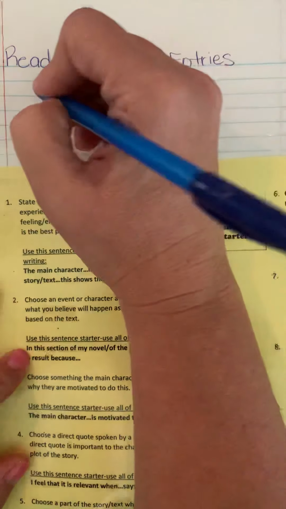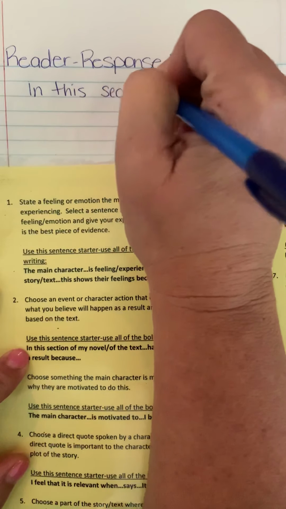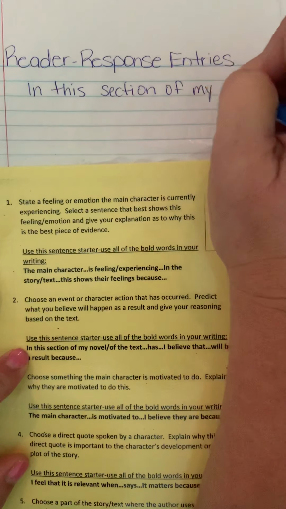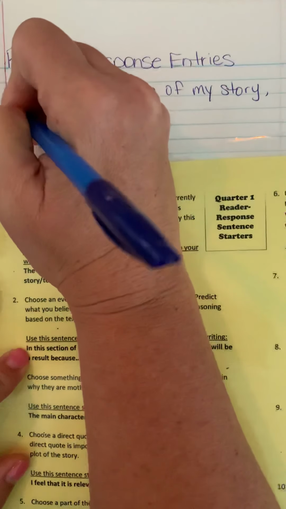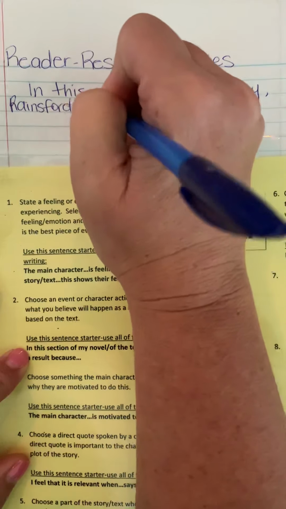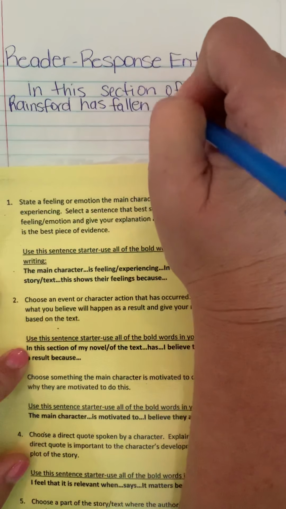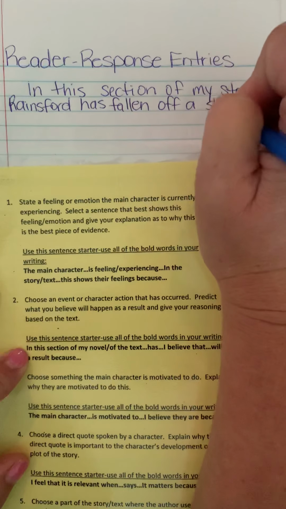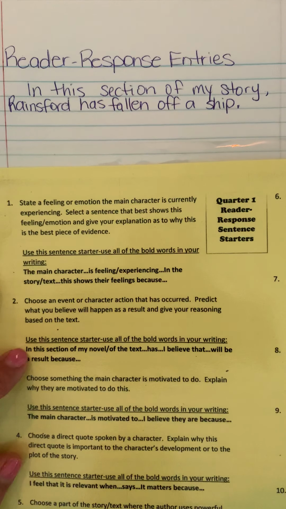So I'm going to start with, in this section of my story, Rainsford is the character's name, so I'm going to put Rainsford has fallen off a ship. All right, so I got one sentence, and that is my occurrence. That is the thing that has happened. He has fallen off the ship. So now I have to decide what I believe is going to result from that and explain why.